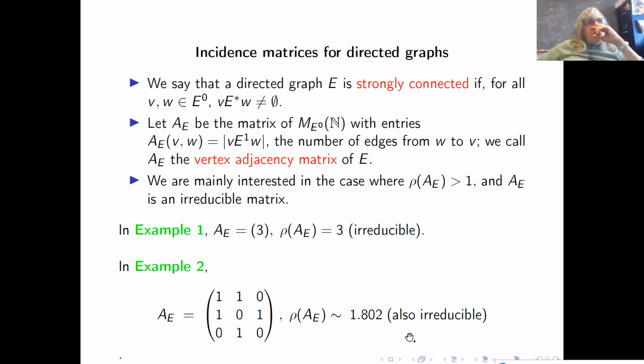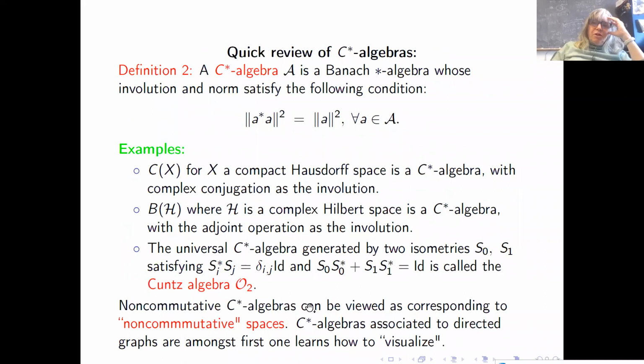And in the higher rank graph case, where you have multiple colored edges, you have various vertex adjacency matrices, one for each color you're using, and they commute. But as I said, that's for a different talk. It's hard enough to figure out this.